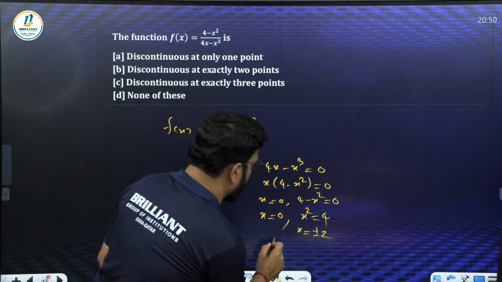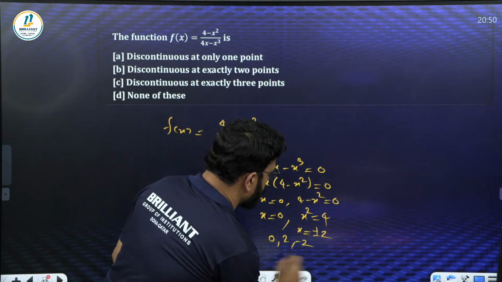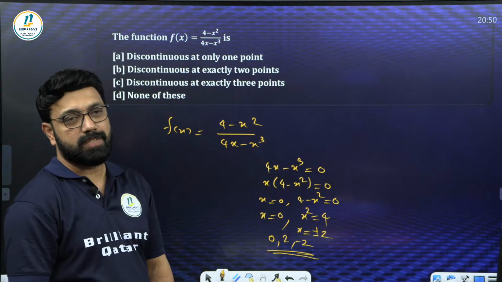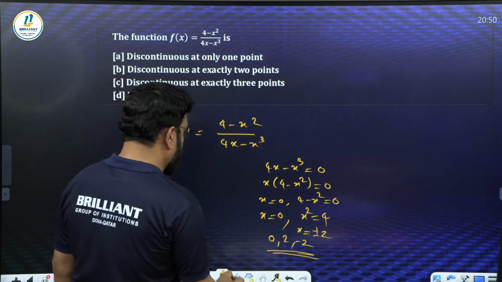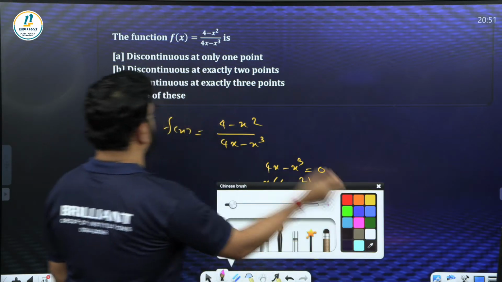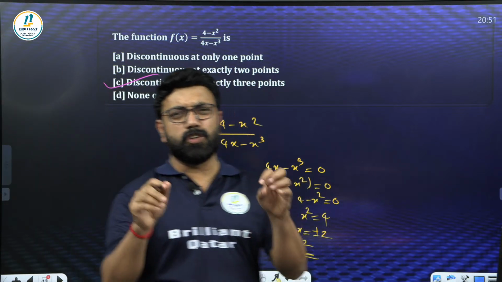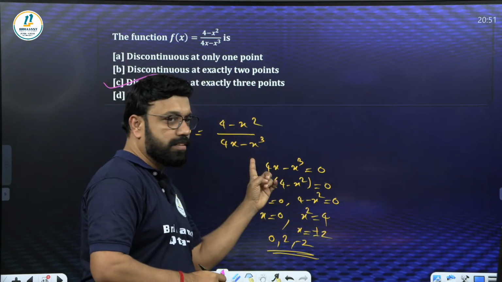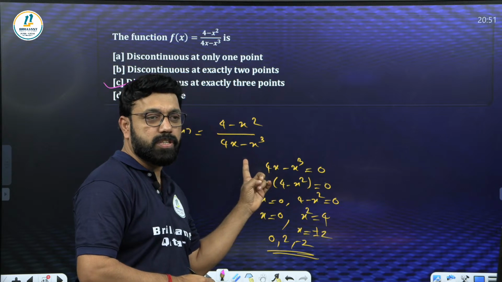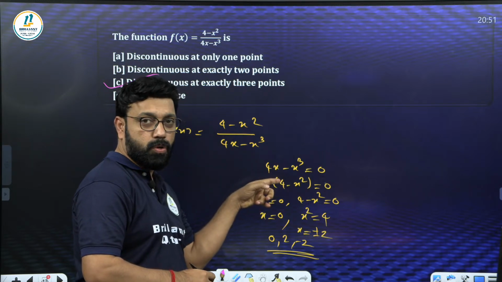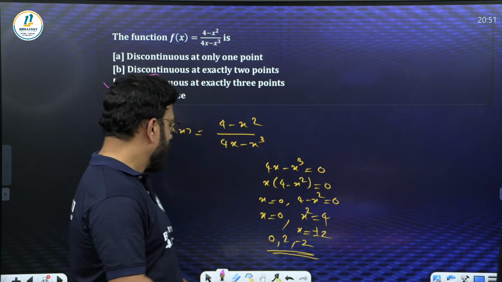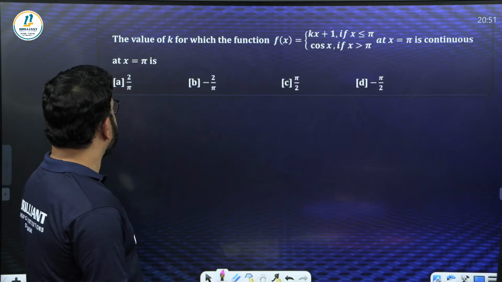So how many points are there? 0, 2, minus 2. At all these points it will be discontinuous. That means which option is correct? Discontinuous at exactly 3 points. No need to think that much. Denominator check: how many points, if you substitute x, make it 0. 0 means not defined. Clear? Let's move to the next question.